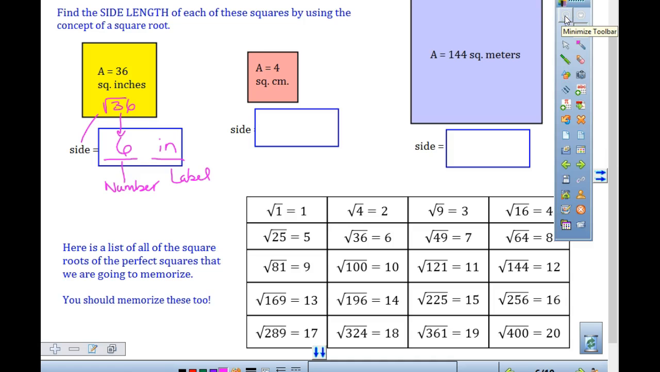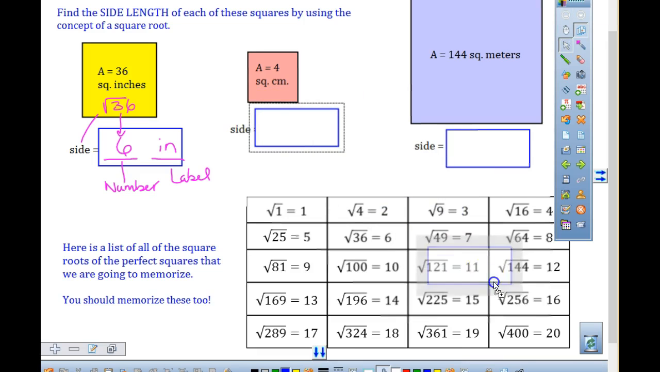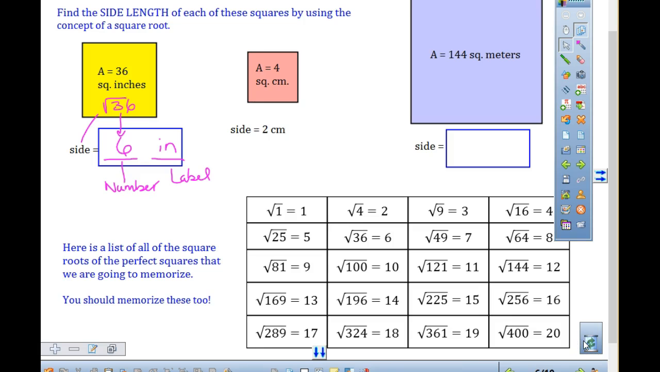I was looking at the second one. I should be looking at everybody. 4 square centimeters should be 2 centimeters. 144 should be 12. Please put the unit behind it if you didn't. So, should be 12 meters, should be 2 centimeters, should be 6 inches. Okay? The next part down.